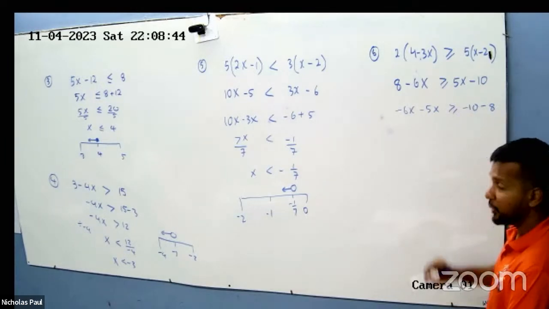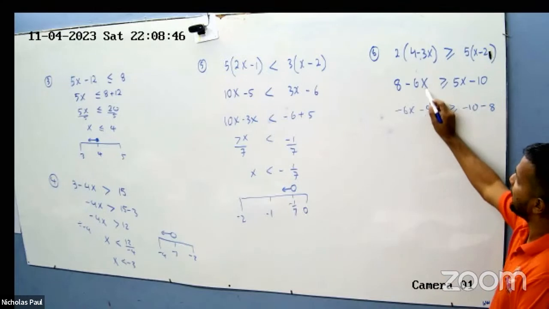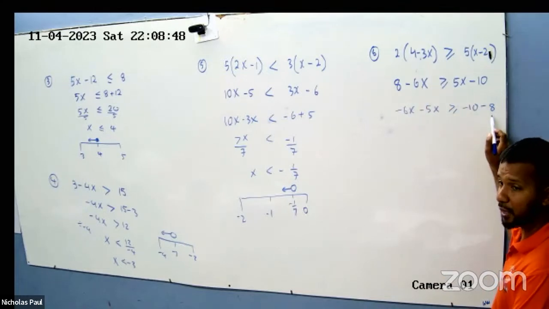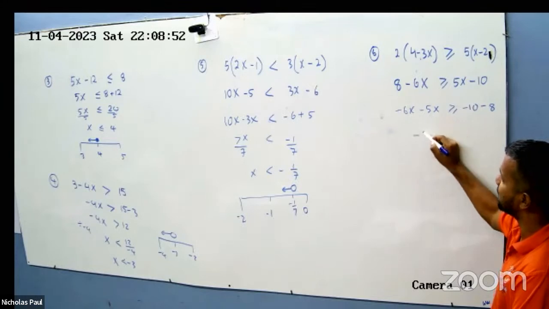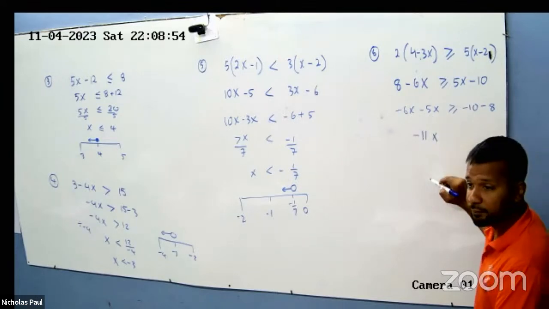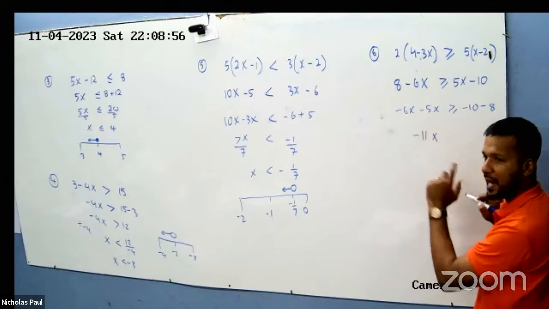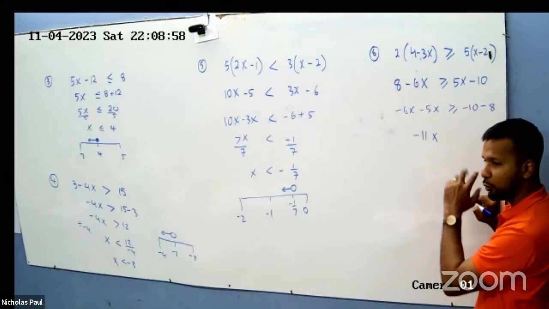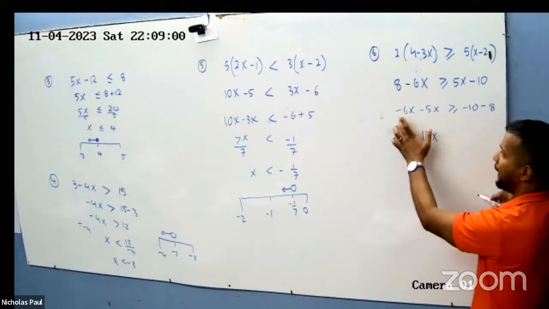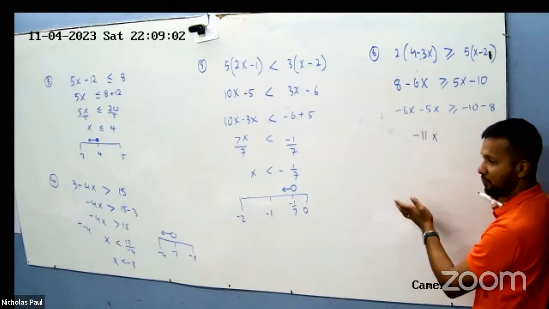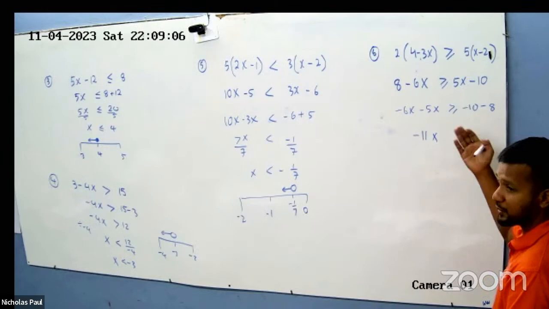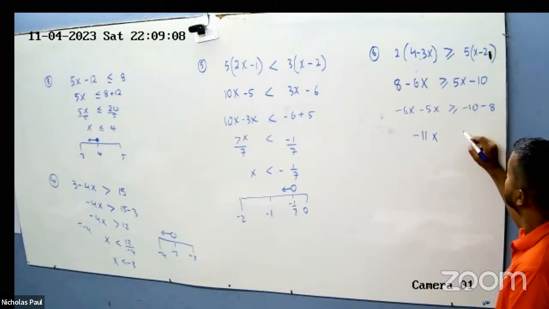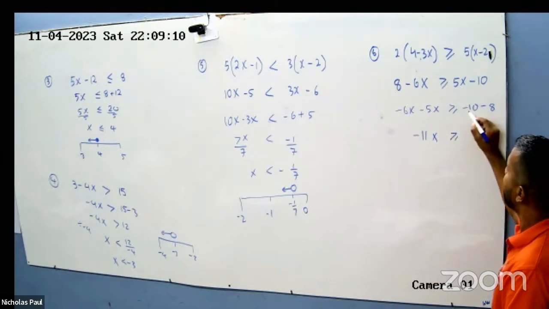Okay? So you're bringing all the x's on the left side and you're bringing all the numbers on this side. And then you work this out. Minus 6 minus 5 is minus 11. Right? When the signs are the same, you add. When the sign is different, you subtract. Okay? More than minus 10 minus 8 is minus 18.